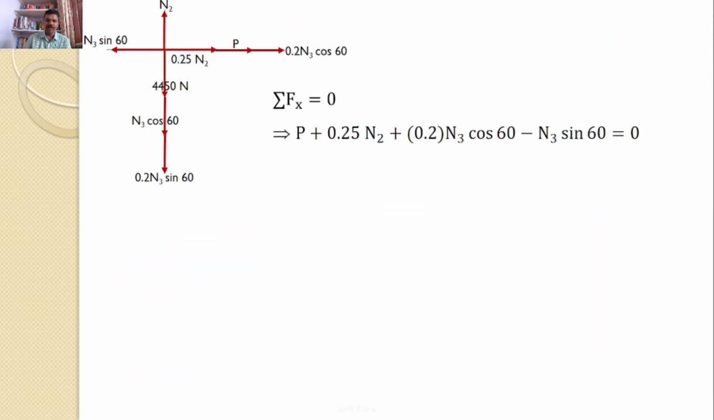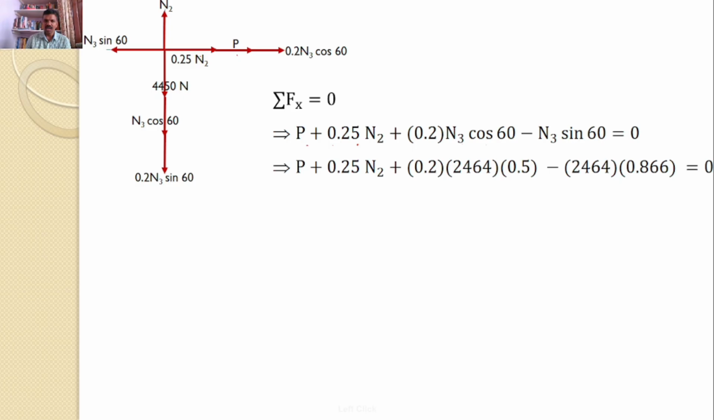Now I will apply sigma Fx is equal to 0. Three forces are acting in the positive direction, one force is acting in the negative direction, hence P plus 0.25N2 plus 0.2N3 cos 60 minus N3 sin 60 is equal to 0. You can substitute N3 is equal to 2464 from the previous free body diagram. After simplification, you will get one equation: P plus 0.25N2 is equal to 1887.4.